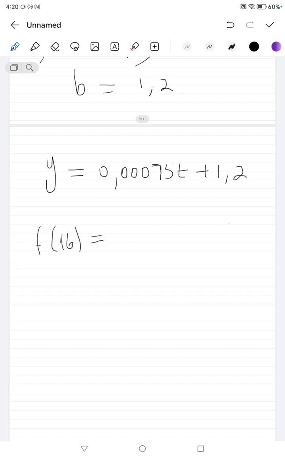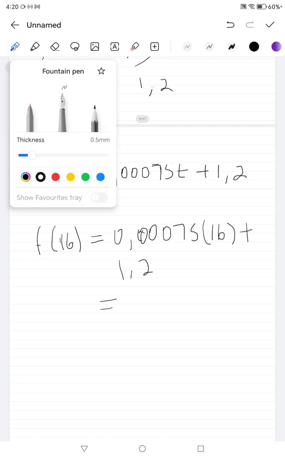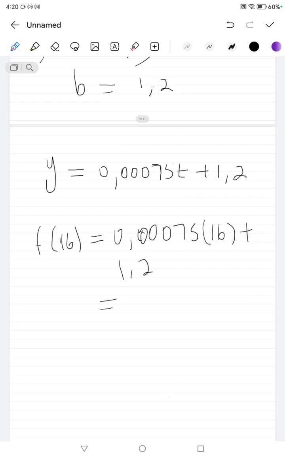I don't like this stylus because it makes noise. Then we have 75 into 16 plus your 1.2. What are you getting? Can someone just confirm that one for us? Anyone, please confirm the answer for us.